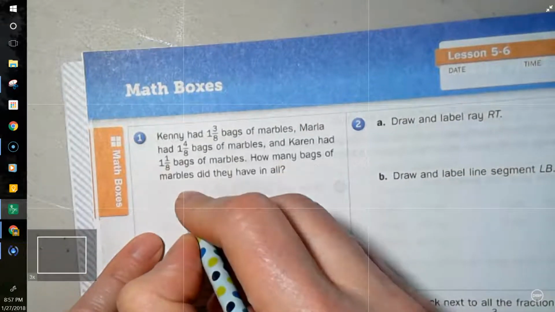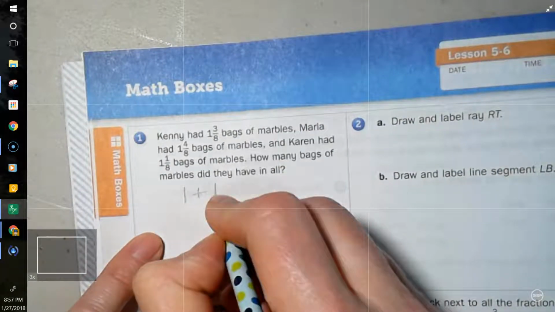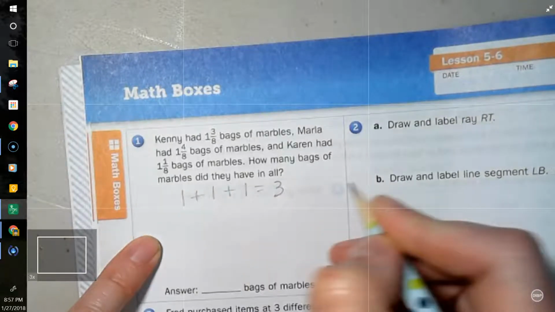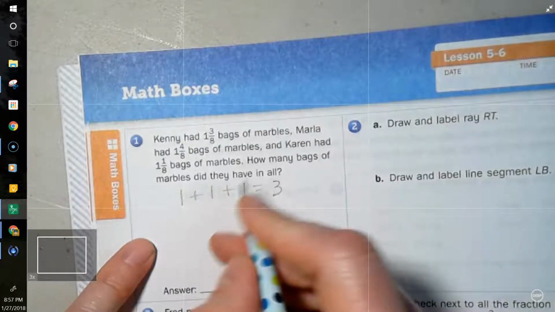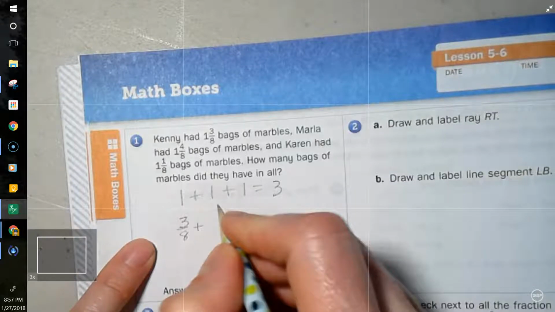So each one had a whole number of 1. 1 plus 1 plus 1 gives us 3 in our whole number column. And then we have 3/8 as a fraction plus 4/8 as a fraction plus 1/8.